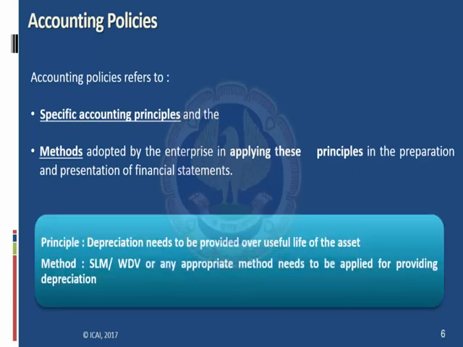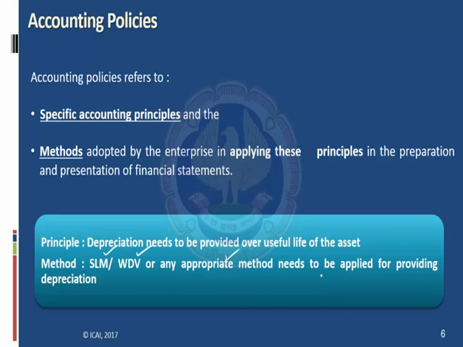The principle means depreciation needs to be provided over the useful life of the asset. So once again, an example of a principle is that depreciation needs to be provided over the useful life of the asset. When the entity is using the asset, it gets depreciated, and that depreciation needs to be provided over the useful life. How should that depreciation be provided? It is a principle that depreciation has to be provided, but whether the entity has to use the straight line method, written down value method, or any appropriate method for providing depreciation, that is the difference between principle and method.